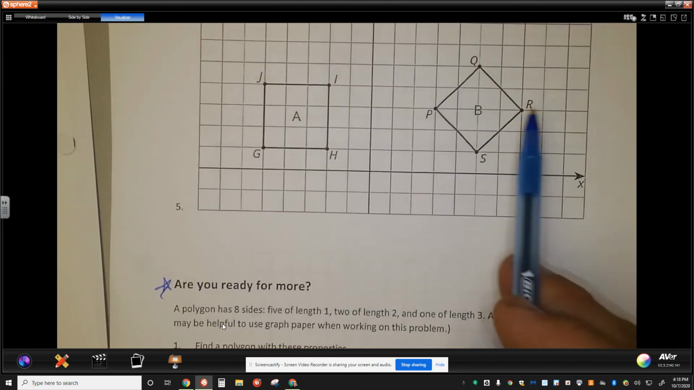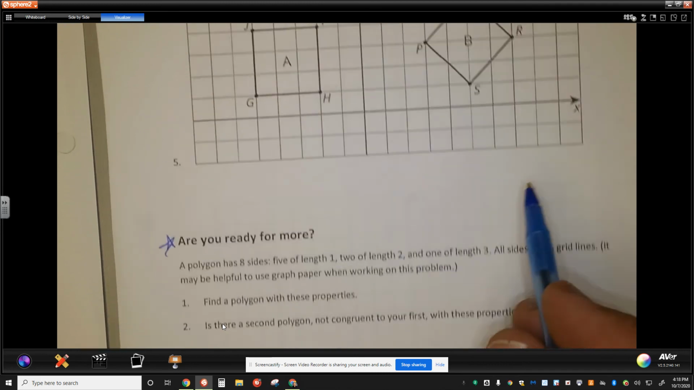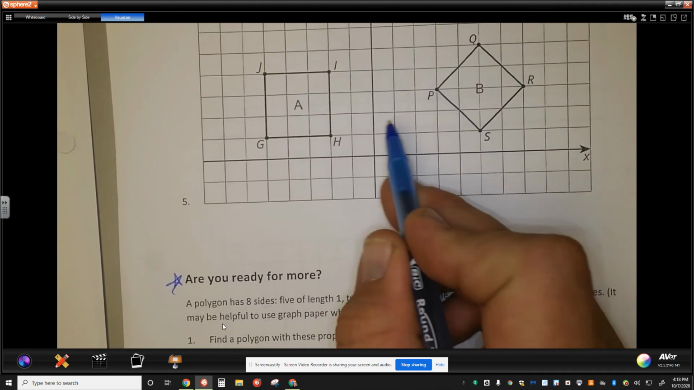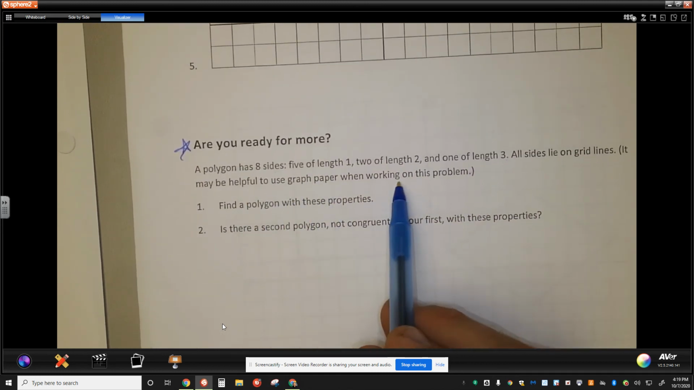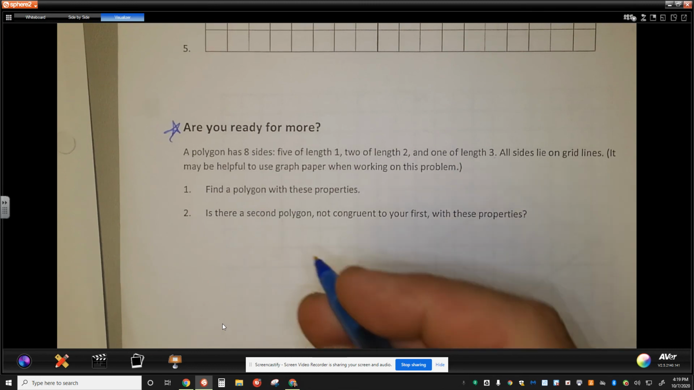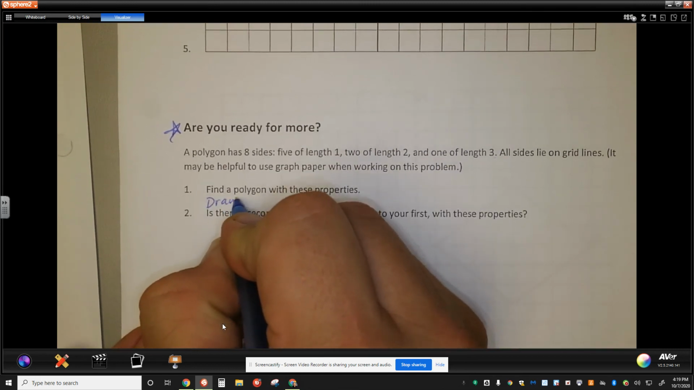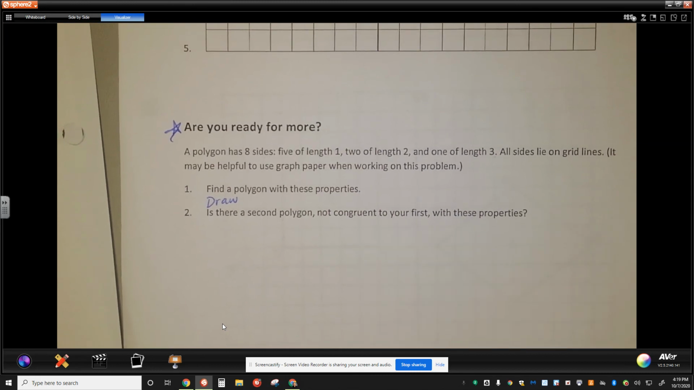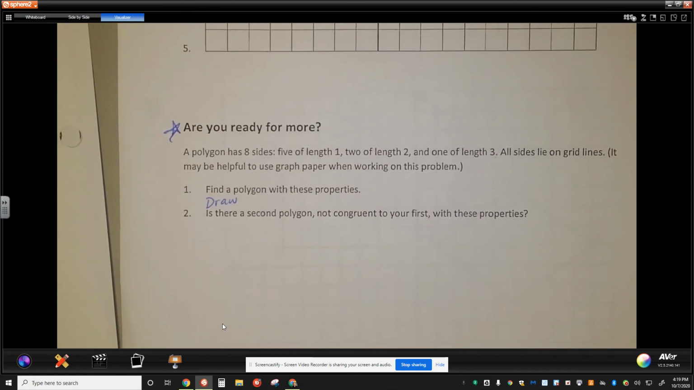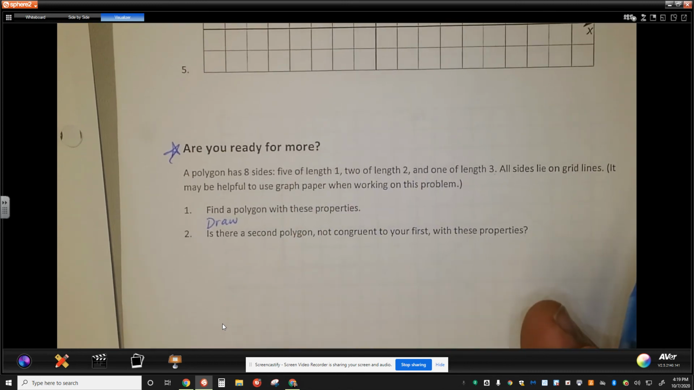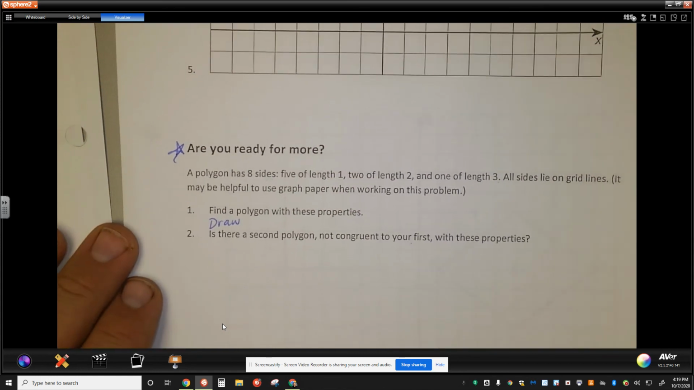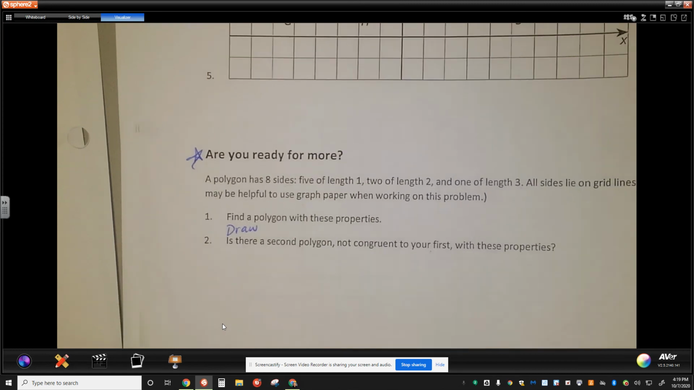So they're saying you could draw this on a grid, and it's going to follow the grid lines vertical and horizontal, no diagonal lengths. It may be helpful to use graph paper when working on this problem. So they're going to say find a polygon with these properties, which means you get to draw that polygon that matches that description. And then the question is, is there a second polygon not congruent to the first? So the challenge is, can you draw another polygon with these exact same measures for the 8 sides, but one that's not congruent? So it would have to be a different shape. Give that a try. If you do that, take a picture of it, email it to me. I'd love to see what you come up with.